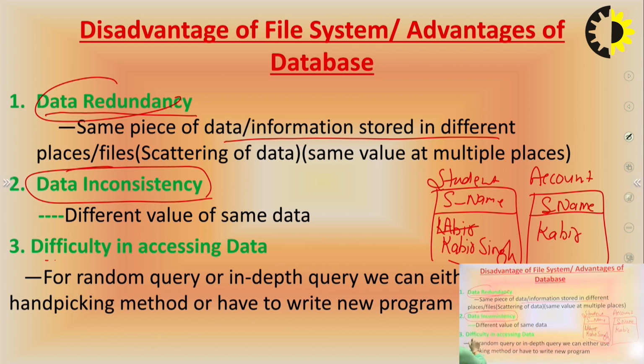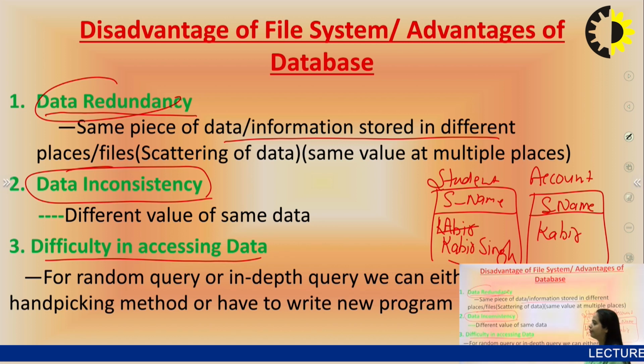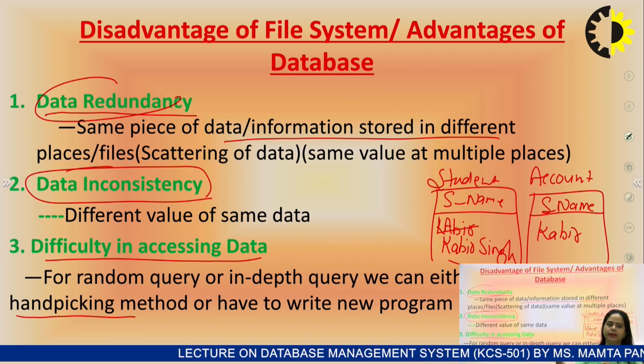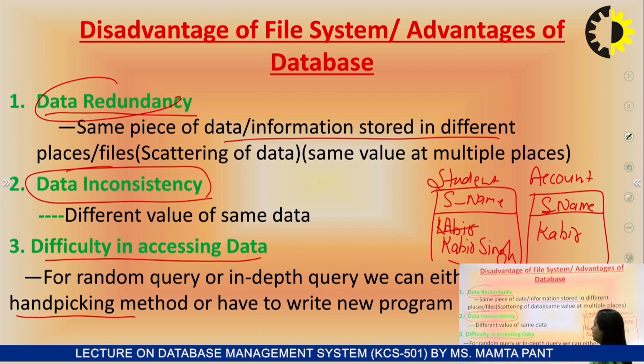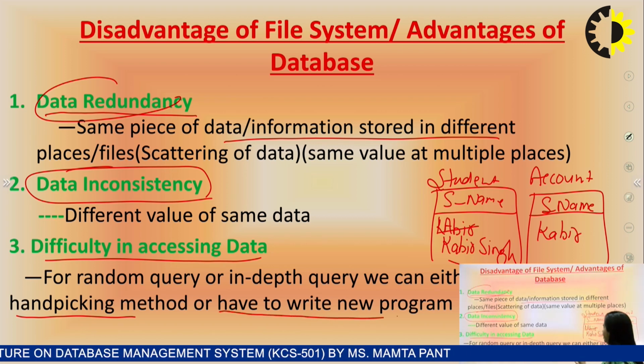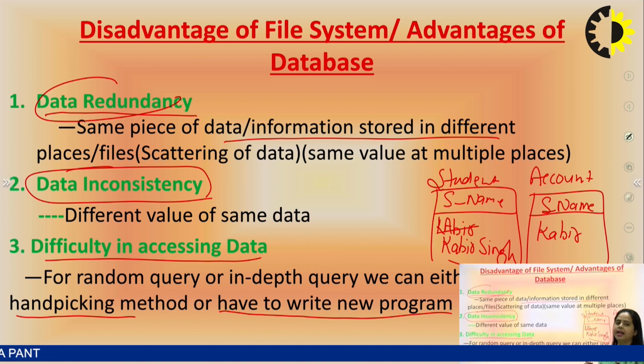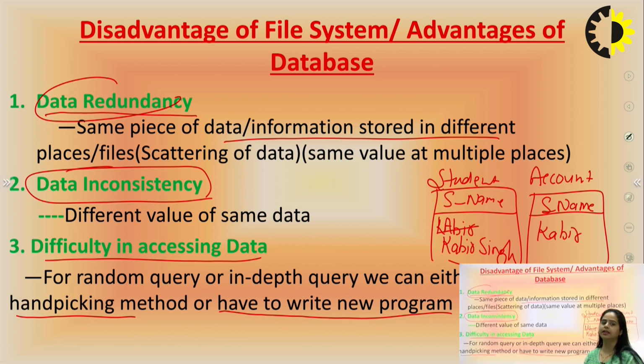Next is difficulty in accessing data. What is the meaning of difficulty in accessing data? If we want to fetch some data from the file system, we have two methods. One is the handpicking method. Handpicking means going to the file and picking the data that you want. The other is to write a new program every time we want data from the file system. But this is not the case in DBMS. With the help of query languages, we can access data each and every time.